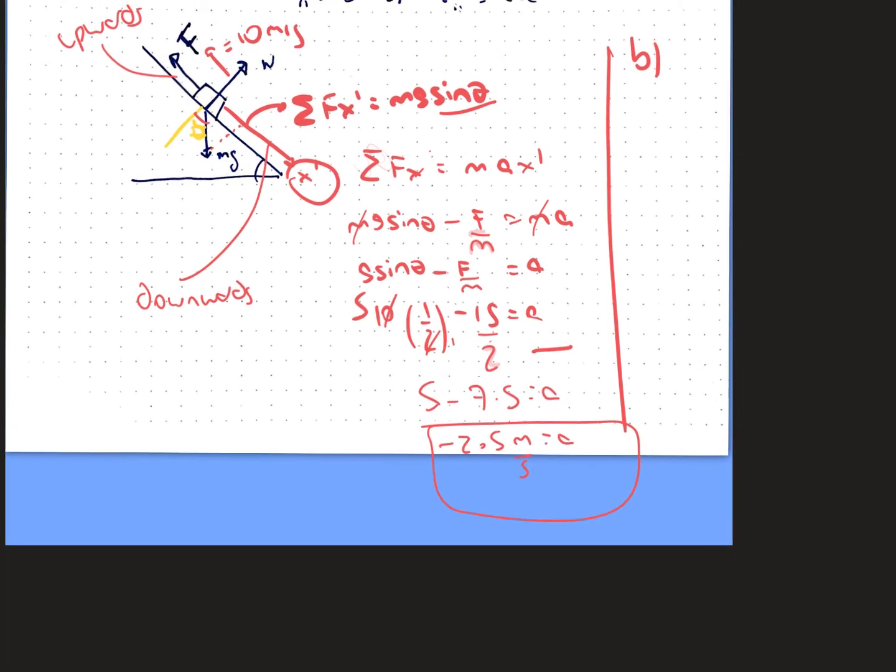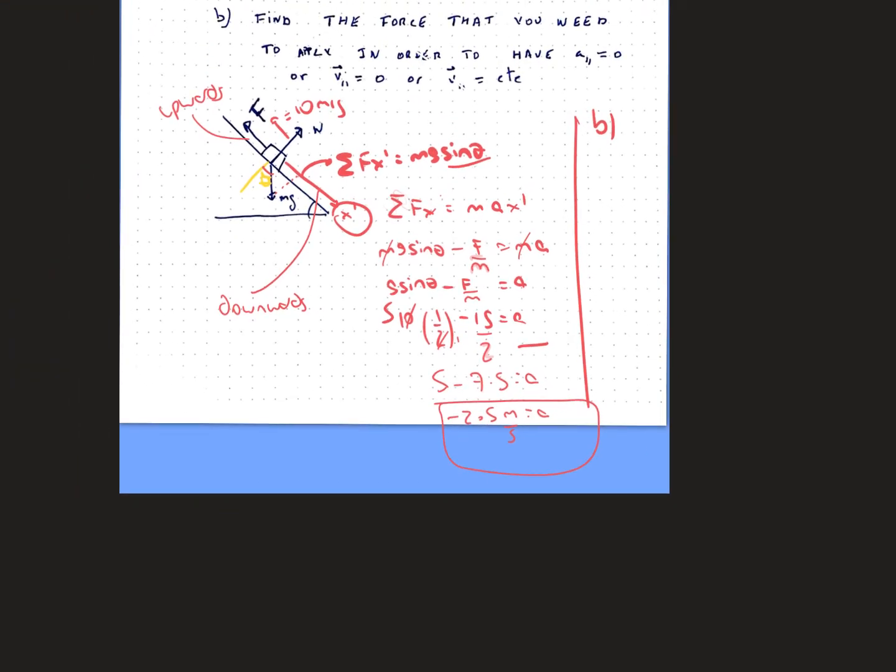It's going to be negative because we chose the negative direction to be upwards and the positive downwards.